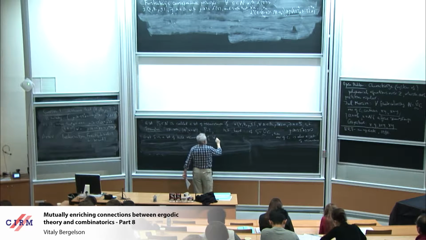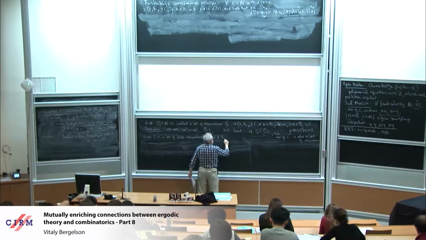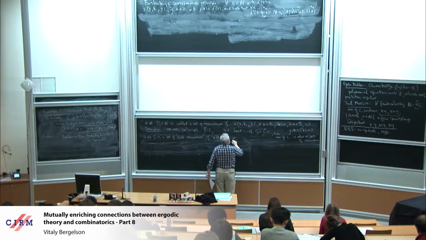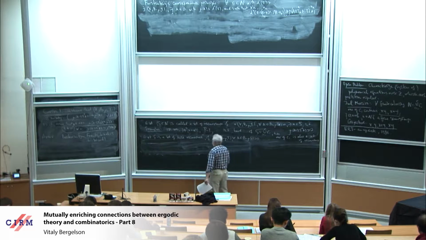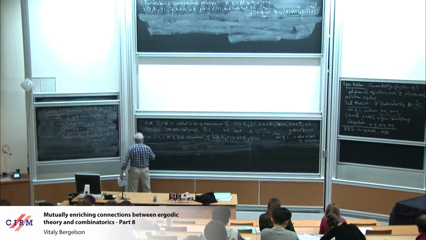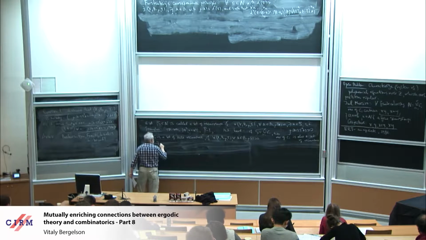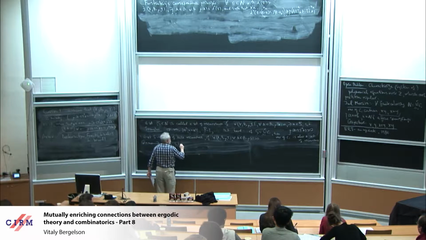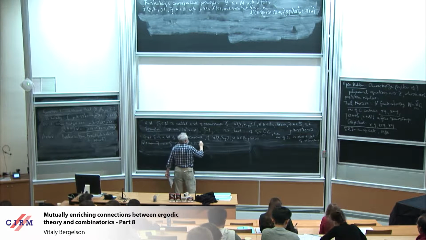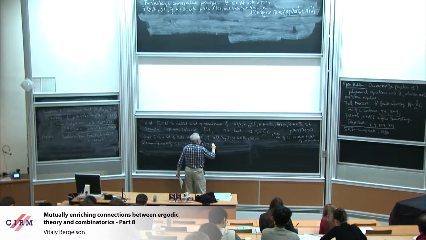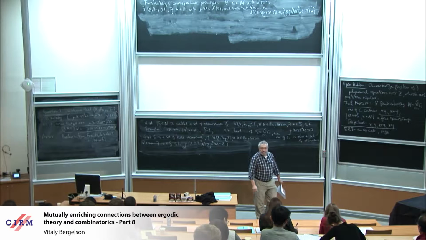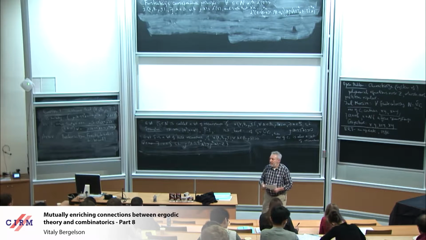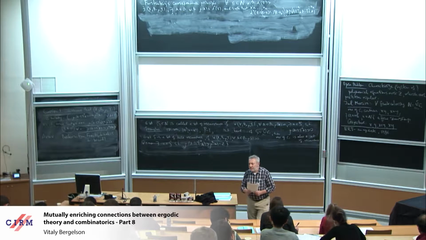If for any x, b, mu, t, for any a with positive measure, for any epsilon, there exists n in S such that the measure of a intersect t minus n a is bigger than mu square of a minus epsilon. It cannot be better than that. So this is nice recurrence.